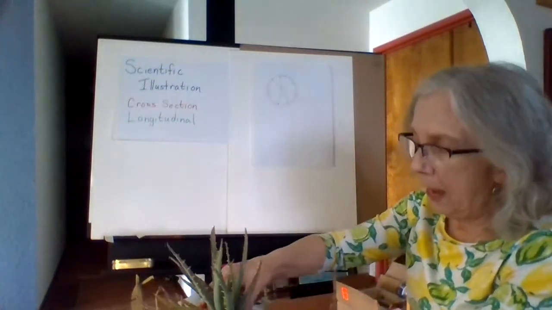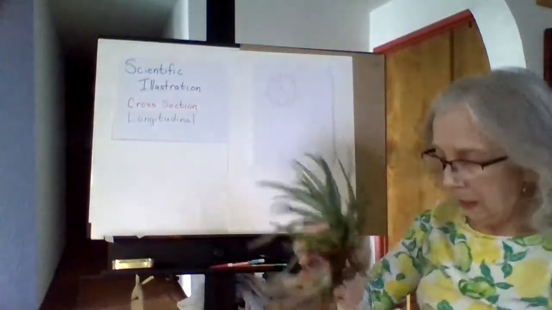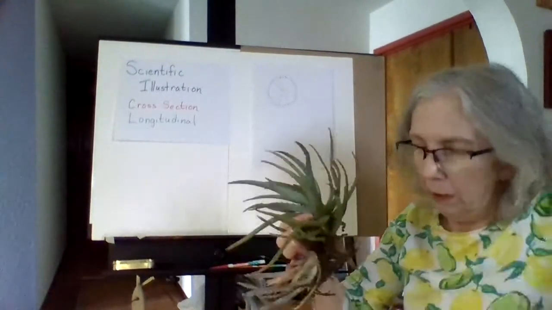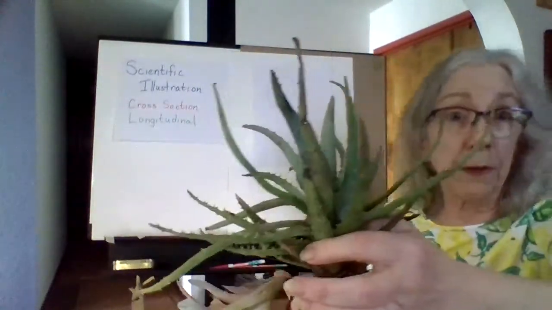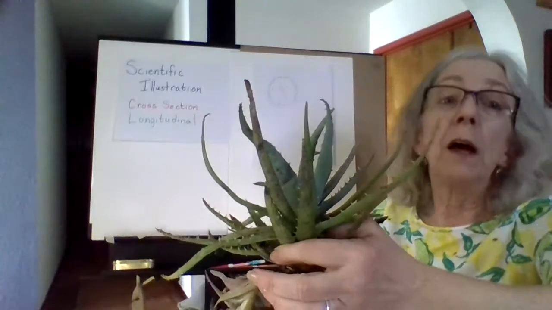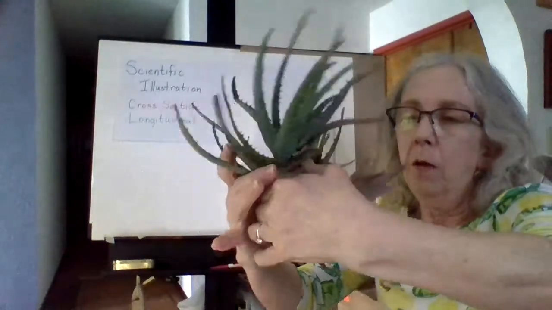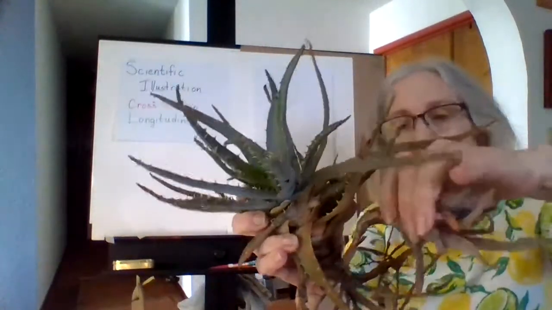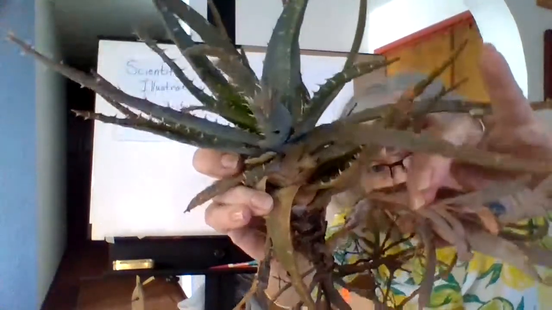So here I have an aloe vera plant. And I want to show you one thing that you can get when you're doing a scientific illustration. So if you've ever put an aloe vera plant in the ground, a year later, there's lots of little aloe vera plants around. So when I dug this up, I tried to not disturb the pup that was growing next to it. And can you see how that pup, this baby plant, grew out of the root of the mother plant?